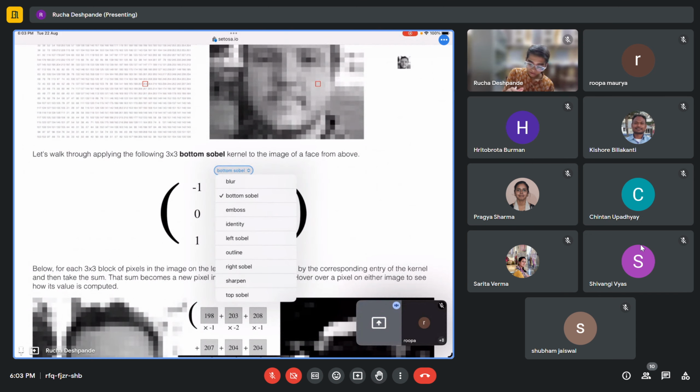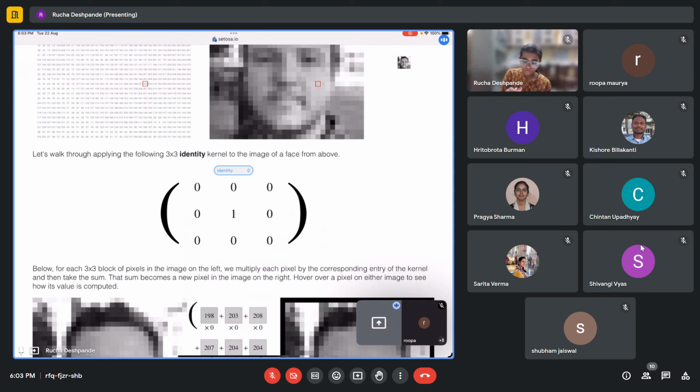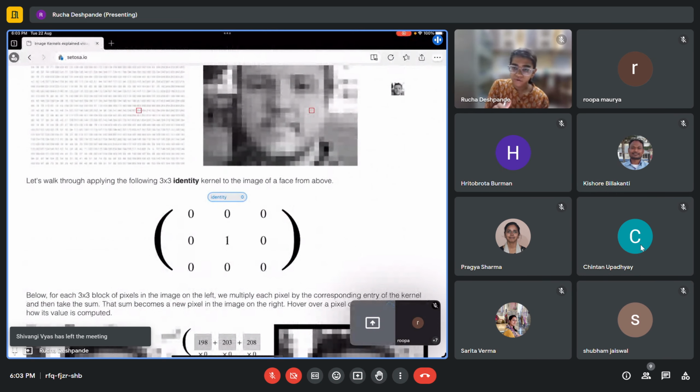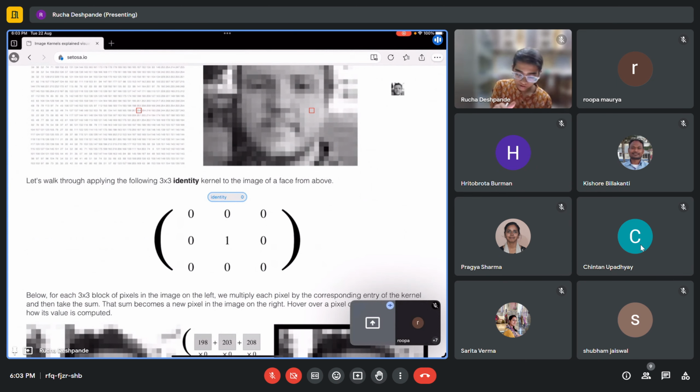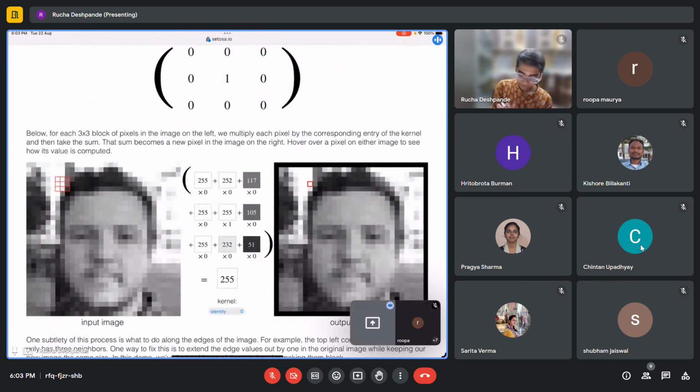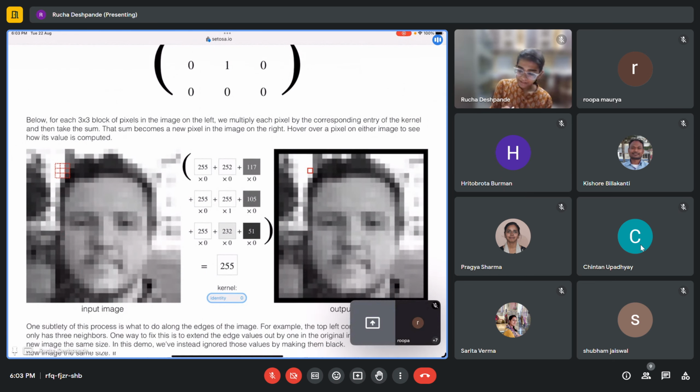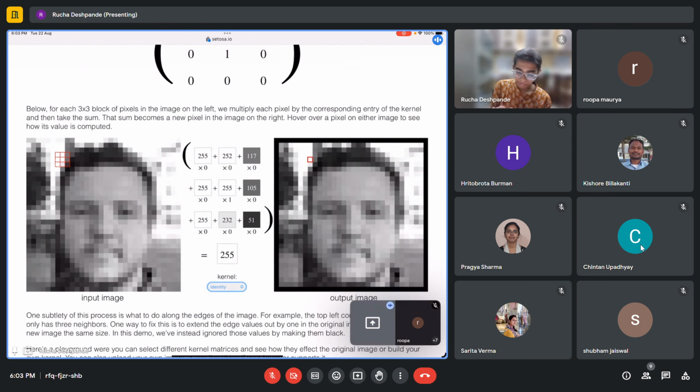Here you can select the filter that you wish to apply. So let's see the identity filter. We talked about this filter in the last session, right? The identity filter would be 000, 010, 000. So here, if we see, the identity filter results in the same image itself.